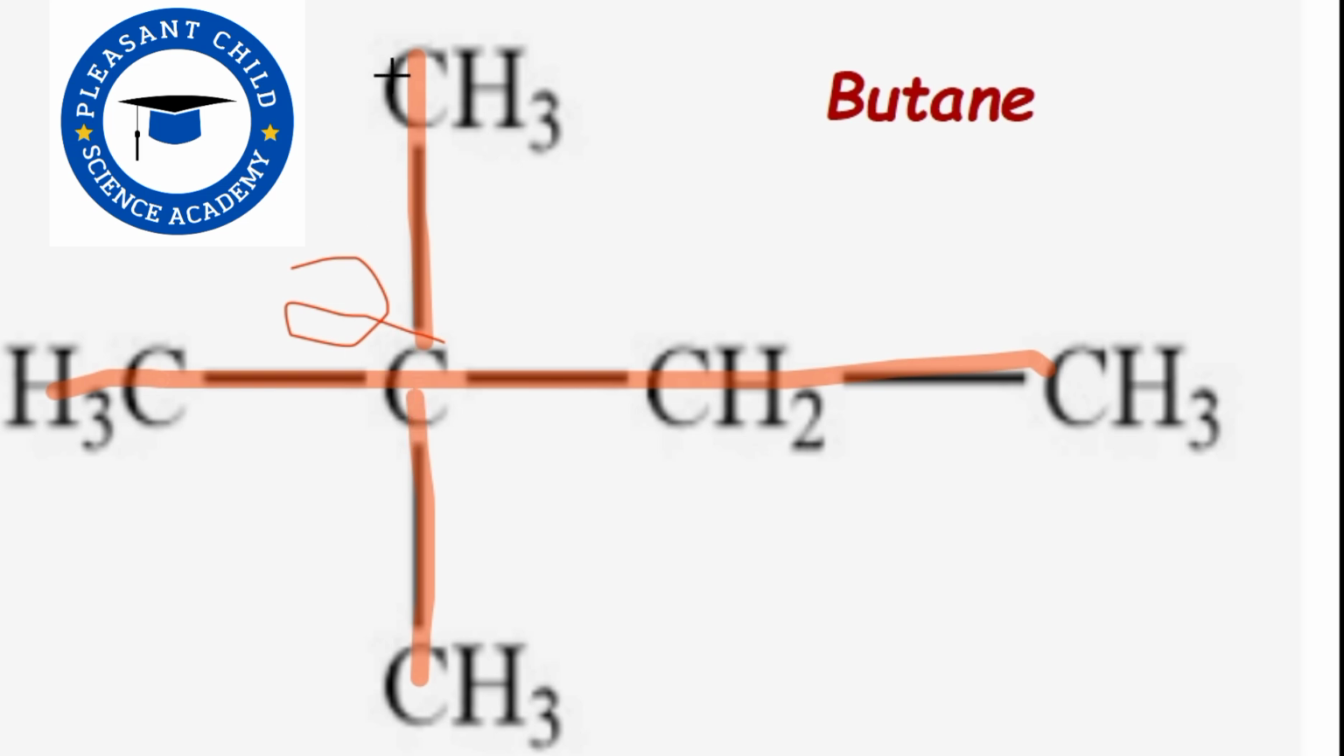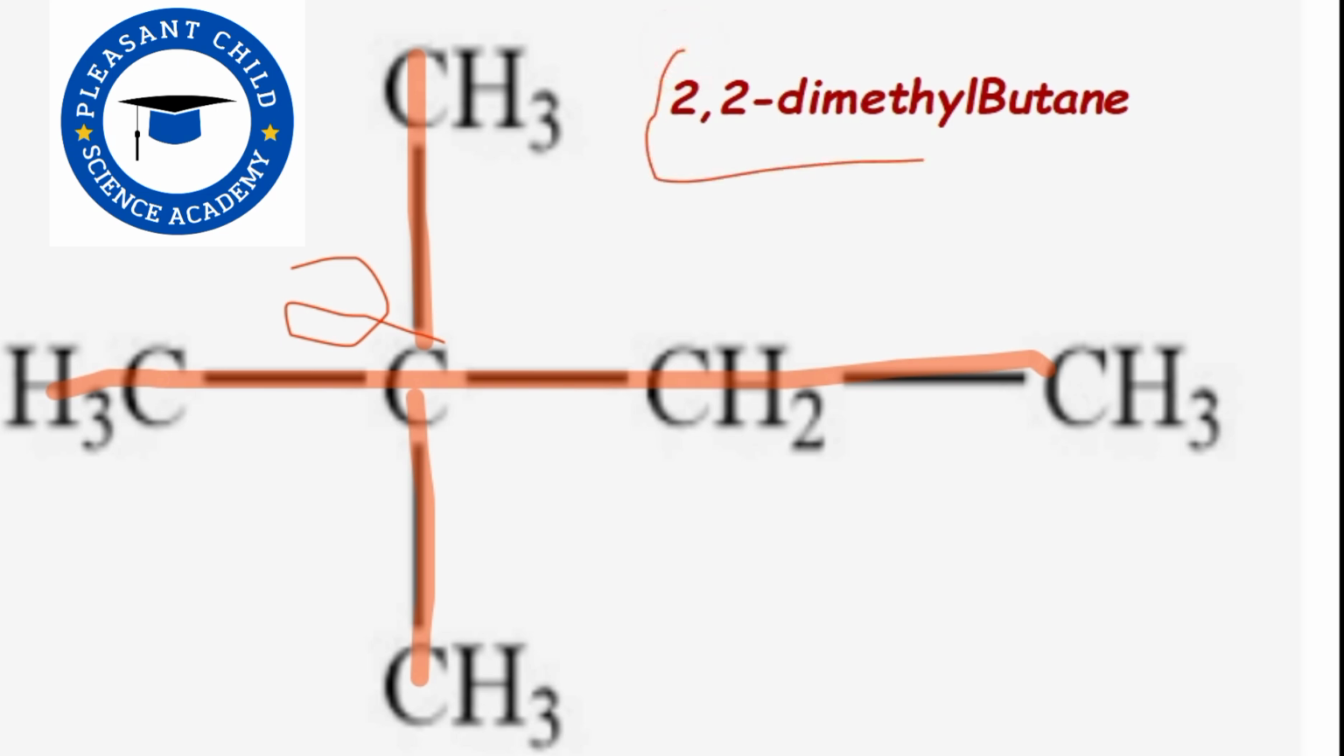So 2 for the first one, comma 2 for the second one, and then the total number of methyl that we have there is di. So we are now going to have 2,2-dimethyl butane. The correct name for this compound is 2,2-dimethyl butane, which is this place. That's what we have here right now, according to how we name it.